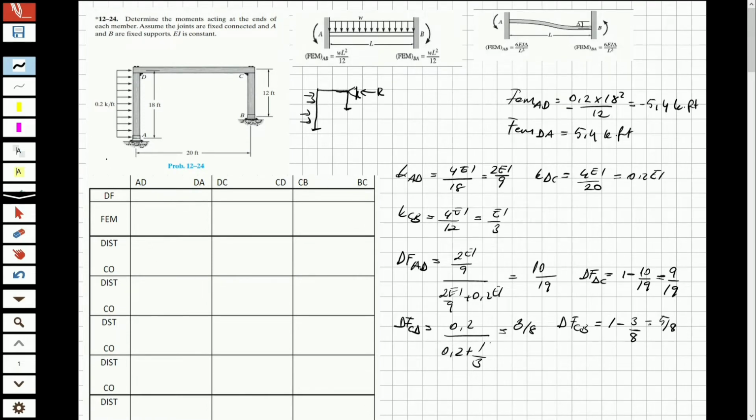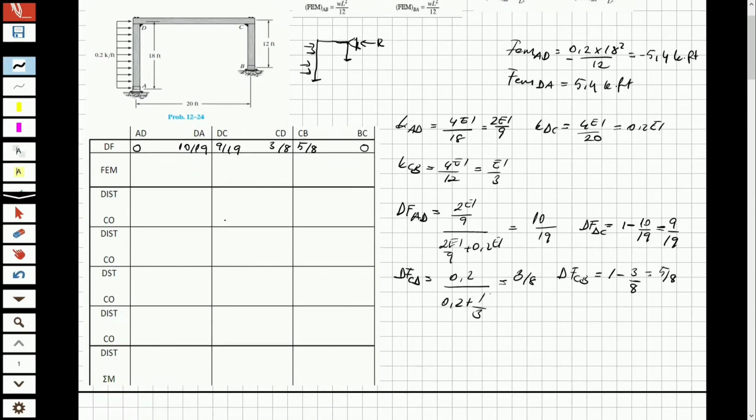Now I have obtained the distribution factors, so let's write them in their places. The distribution factor for AD will be equal to 0 because it is a fixed end. So this is going to be 10 over 19, 9 over 19, and this is going to be 3 over 8, and 5 over 8. Now let's write the fixed end moments: 5.4, 5.4, and 0, 0, and 0, 0. So now I have to distribute this moment according to this ratio.